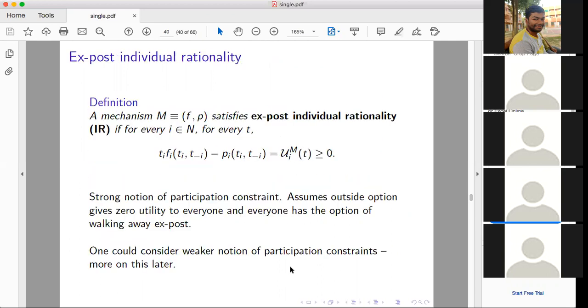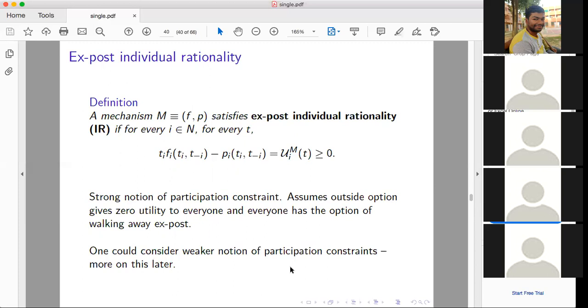And what I'm going to do today is to move to some other constraints besides incentive compatibility. In particular, I'm going to talk about participation constraints. This is the first notion of participation constraint, and it is called ex post individual rationality. As the term suggests, we are going to require a very strong form of participation, meaning that ex post, once the mechanism is finished and the agents are done with the mechanism, they don't regret participating in the mechanism.